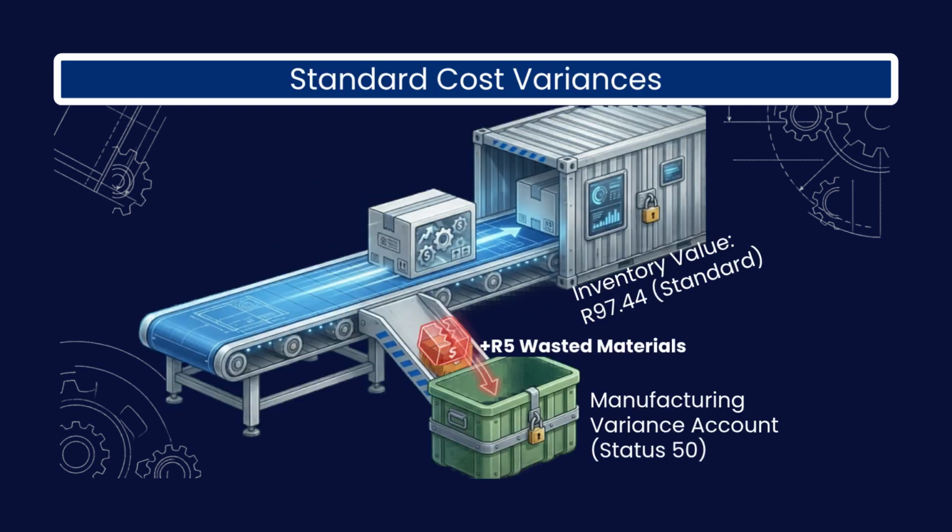If things don't go to plan, maybe materials were wasted and more had to be issued. That extra cost creates a variance. In standard costing, the item still goes into stock at the standard cost. The extra value is moved to a separate manufacturing variance account when you hit status 50.